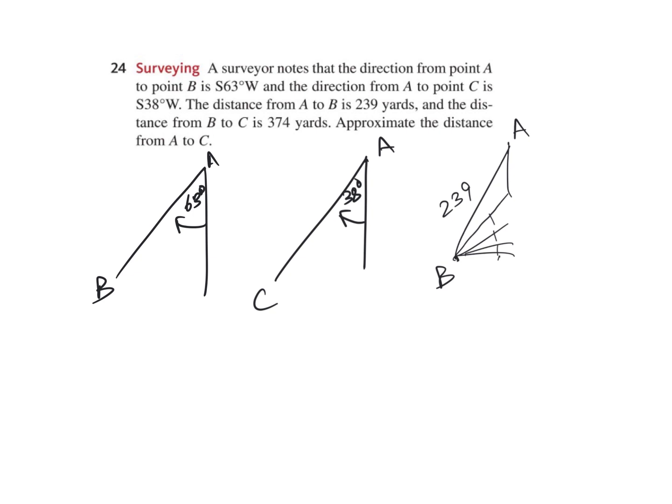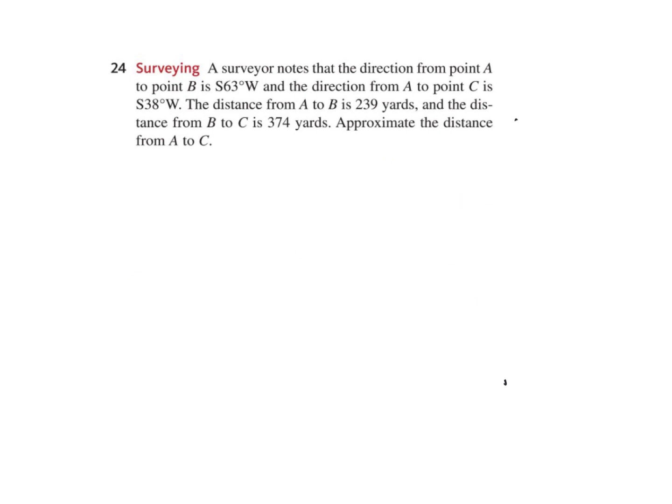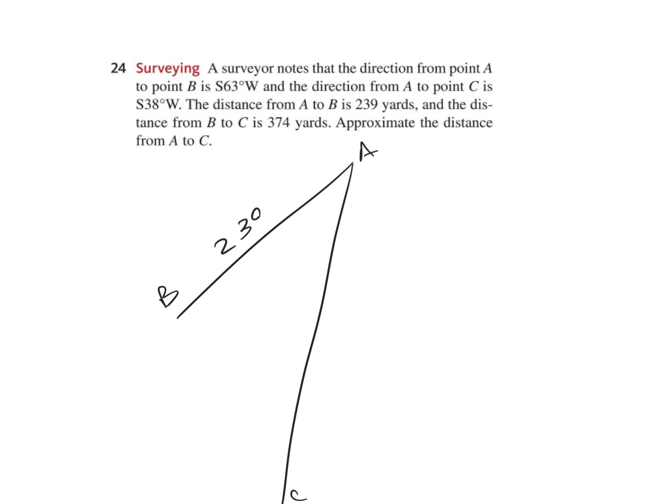So C is going to have to be down here somewhere to make it bigger, like 374. So I'm going to erase that and redraw the whole thing so you understand what it looks like. So we have A to B and A to C, which is way down here, okay? This is 239. B to C is 374.